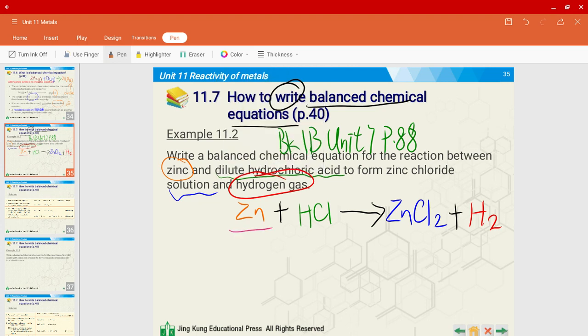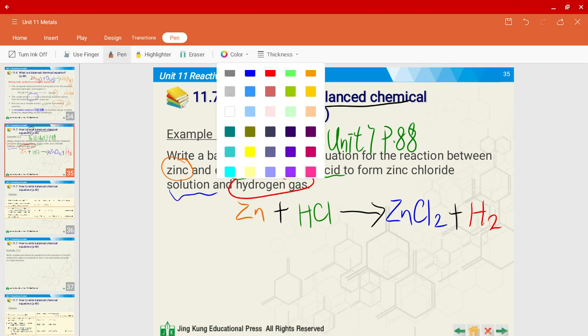Over here, the zinc, do I have any coefficient in the front? No, I don't have anything. So that means I only have one zinc over here. How about on the right-hand side? How many zincs do I have? The zinc is over here. Is there any coefficient in the front? Again, no, there's nothing. That means I have only one. So this is balanced already, and I would not do anything to the zinc. They're already balanced. They're already happy. Now I'll move on to the next one.